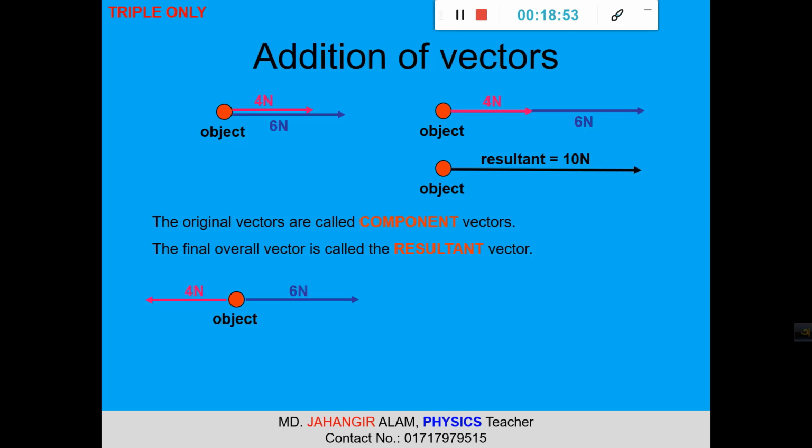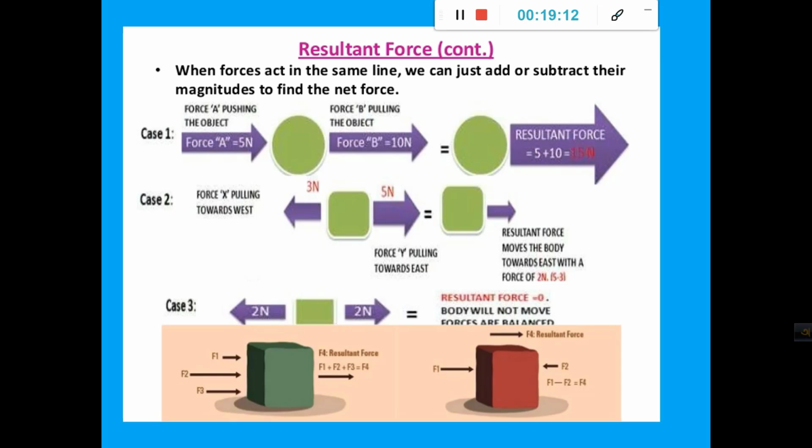If 6 Newton acts in the right direction and 4 Newton acts in the left direction, then the resultant vector will be 2 Newton towards the right direction. Now, resultant vector: when forces act in the same line, we can just add or subtract their magnitudes to find the net force.